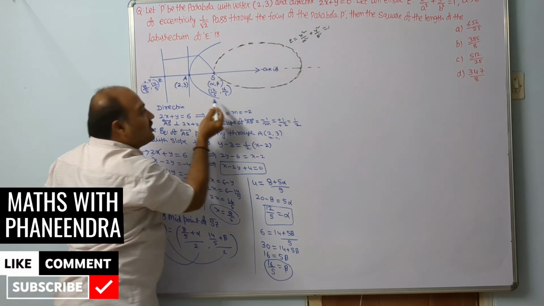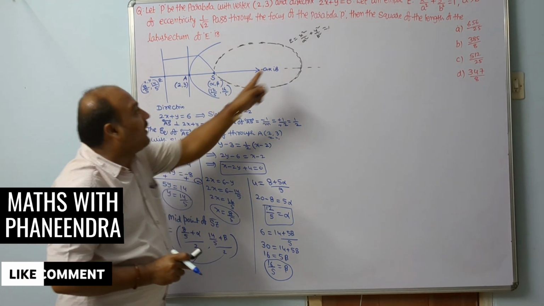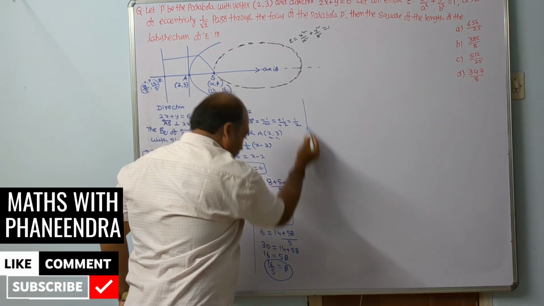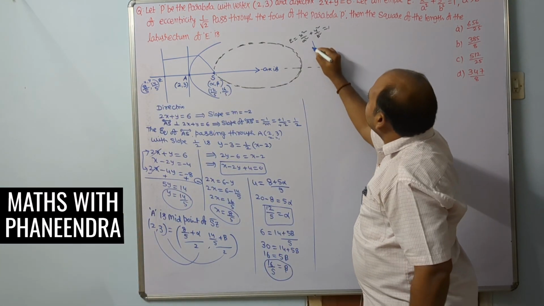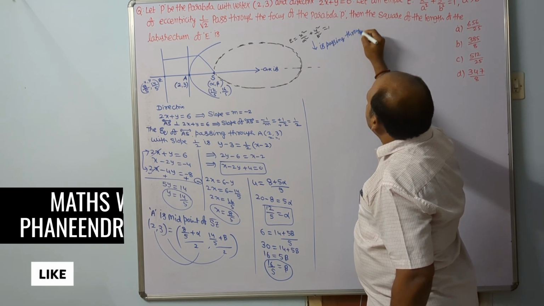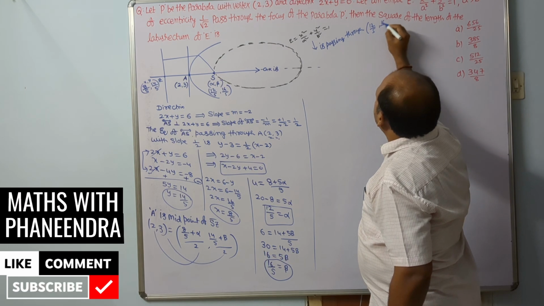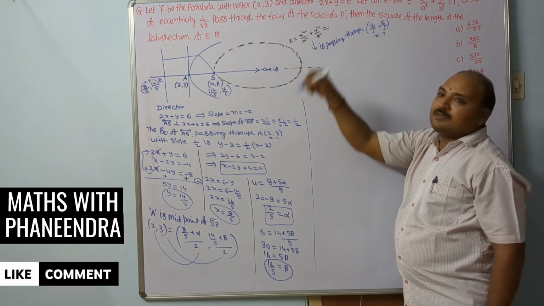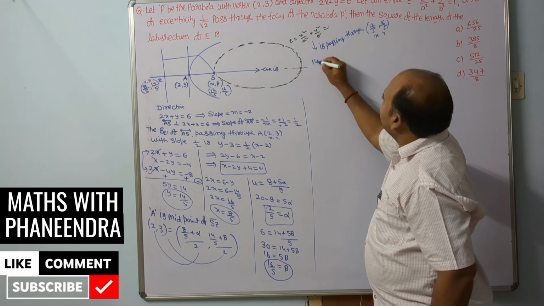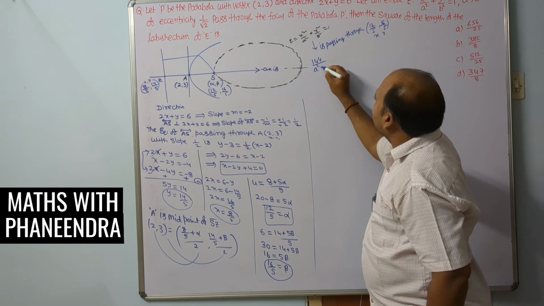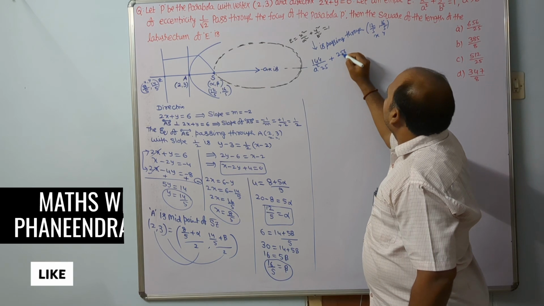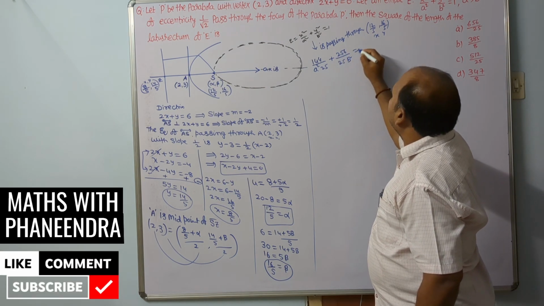This ellipse is passing through 12 by 5 comma 16 by 5. In place of x, 12 by 5; in place of y, 16 by 5. It is passing through 12 by 5 comma 16 by 5. In place of x and y, substitute, dear students. So what will come here? 12 by 5 whole square means 144 divided by a square into 25, plus y square means 16 square, 256, 256 by 25 into b square equal to 1.